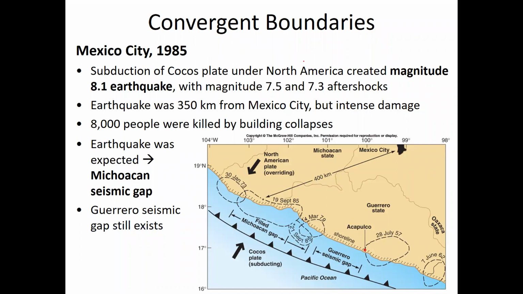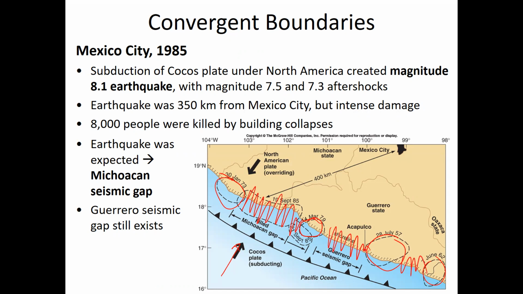And then one more example, this is a convergent plate boundary. So the Cocos plate subducts under the North American plate on the west coast of Mexico. All right, so in 1985, there was a large earthquake. Prior to 1985, this had ruptured, this had ruptured, this had ruptured, and this had ruptured. So several notable gaps existed. This gap, and this gap.